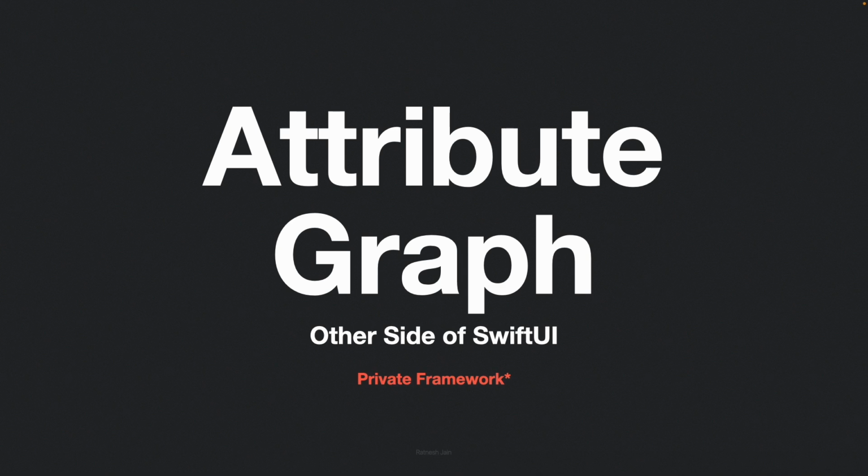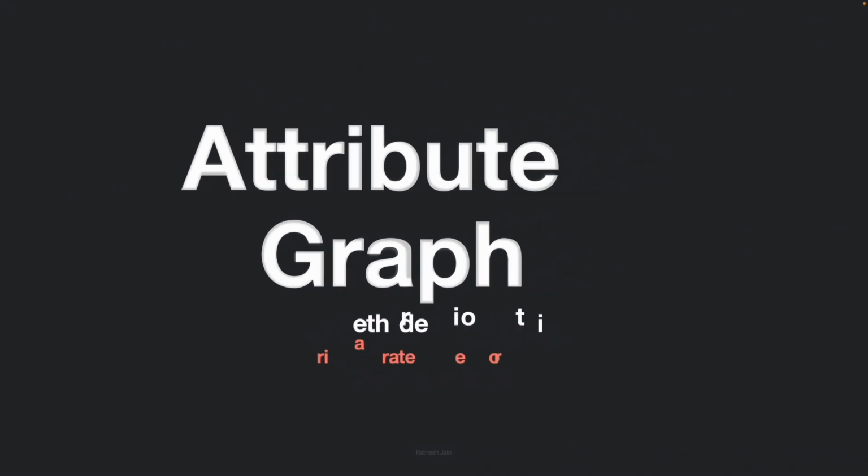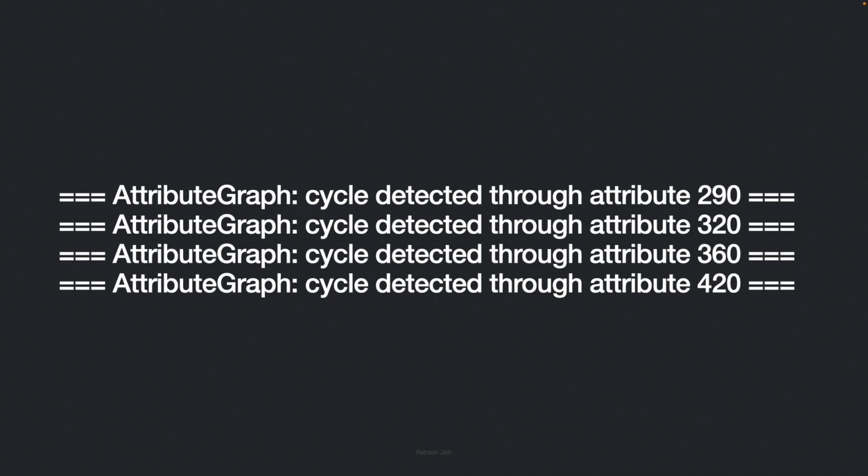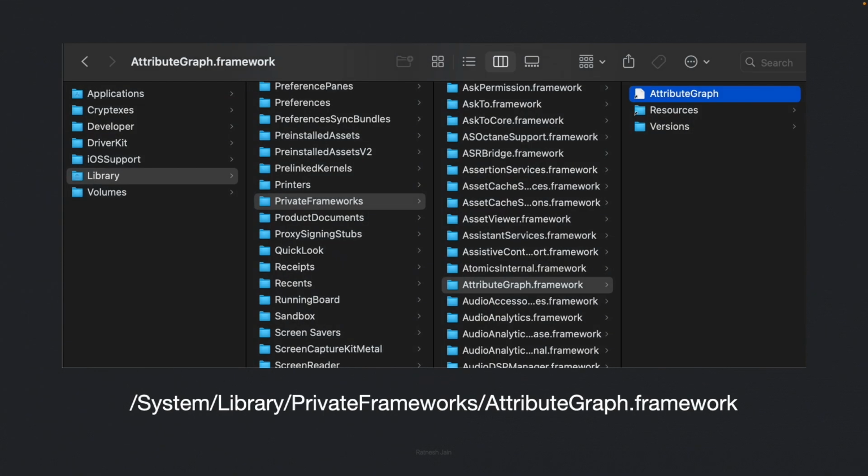Then there is another part of SwiftUI, which is called the attribute graph. This is a private framework, and if we write code in SwiftUI, we will somehow see "attribute graph cycle detected through attribute 219." This happens when we are updating the value whenever the view is in rendering mode or not updated. If you have Xcode installed, you will find this at this location: the system library, private frameworks, and AttributeGraph.framework.